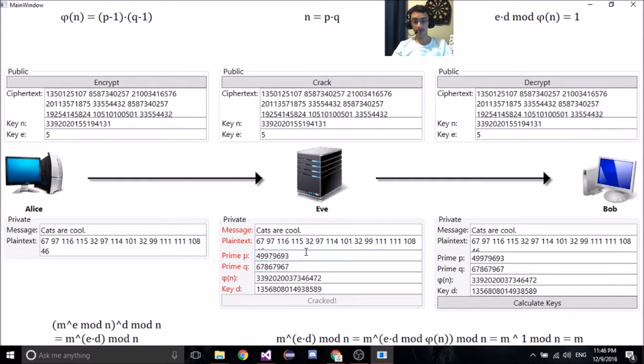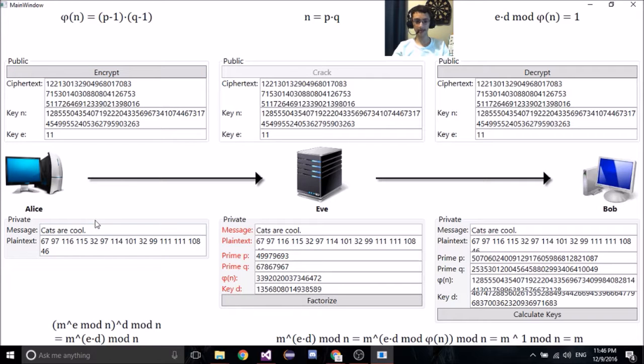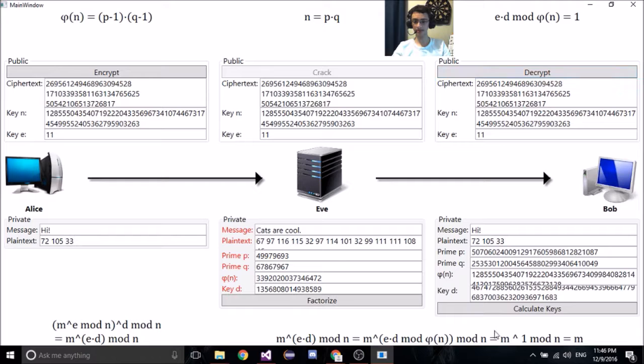We need bigger primes. So that's one prime. And this is our other prime. So we calculate the keys and we encrypt again, hi. We encrypt that, we decrypt on the other end, we get hi. But to factorize, oh, that'll take a while. Well, this will sit here for a while. This won't be fast.